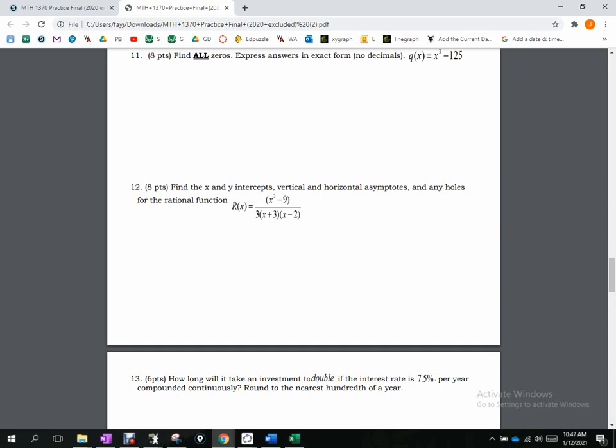Yes? F composite G, is that when you put G into F? F composite G. Yeah, G goes in F. So you work it backwards. That's what I'm talking about. Yep.